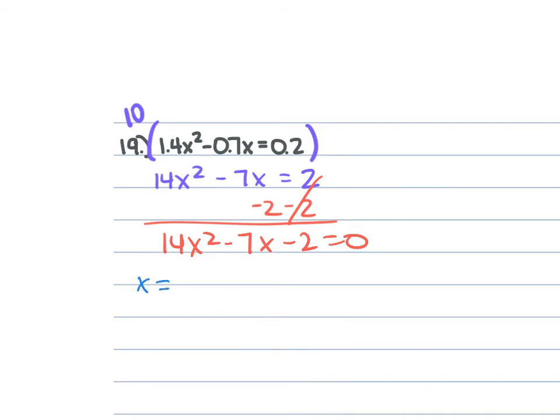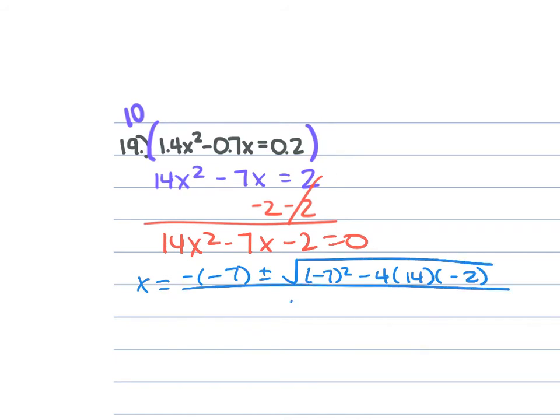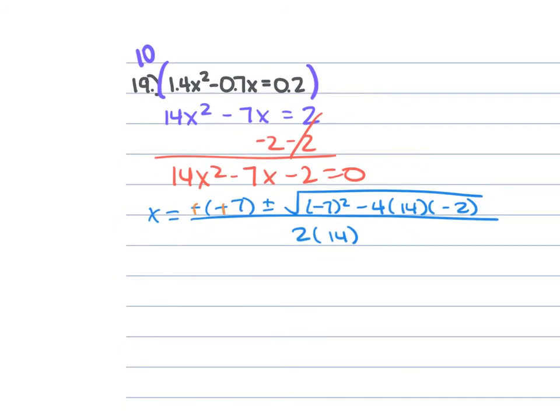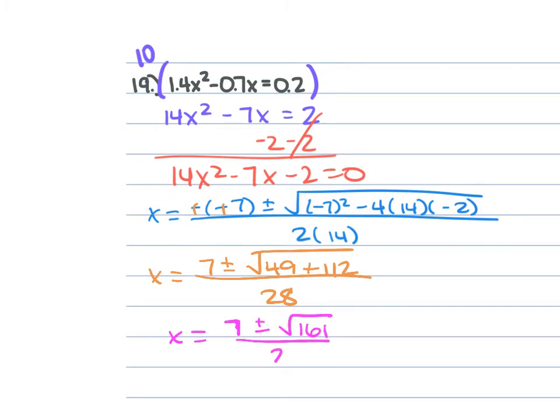So again, I'm just going to use my quadratic formula of negative times negative 7 plus or minus the square root of negative 7 squared minus 4 times 14 times negative 2 all over 2 times 14. From here, I'm going to get a positive 7 plus or minus the square root of 49. The negative 4 times 14 times the negative 2 is going to give us a positive 112 all over 28. So the 112 plus the 49 is 161. So 7 plus or minus the square root of 161 all over 28.